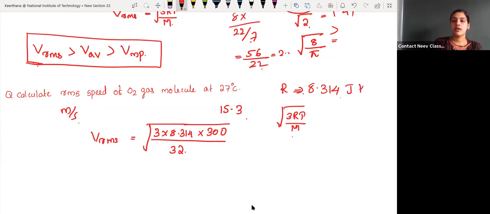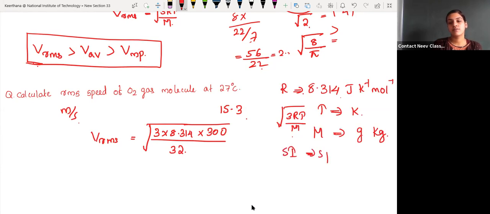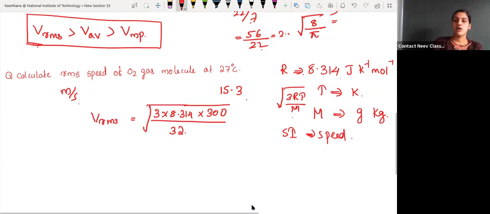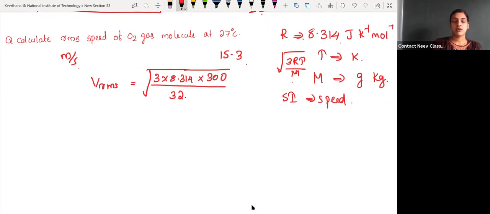R is 8.314 joule per Kelvin per mole, and temperature is in Kelvin. Molar mass should be in gram or kilogram, if you want to get the SI unit of speed? 15.29. No, it is not the right way.